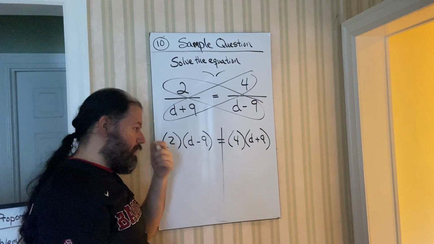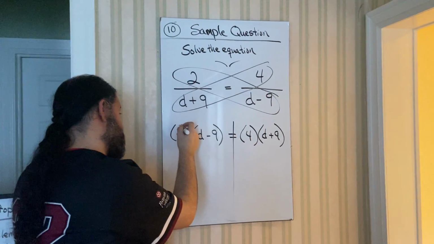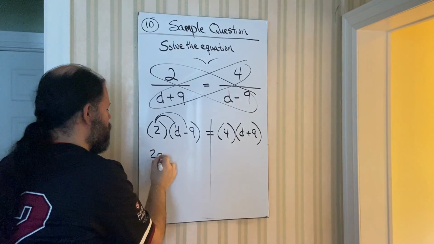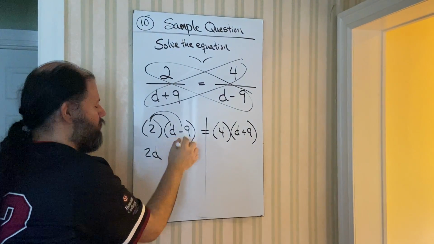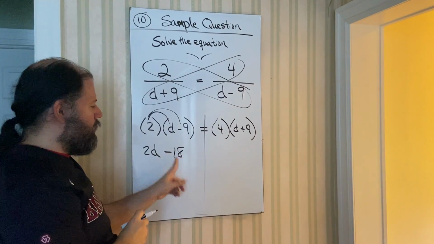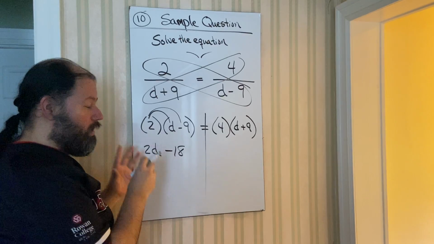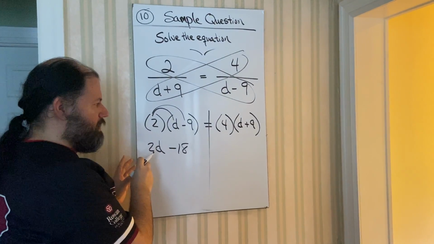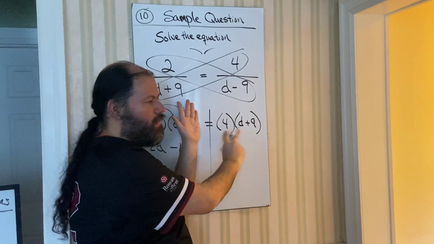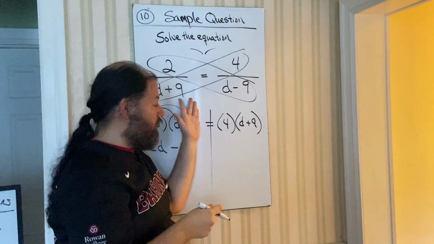Focus on just this left-hand side. Do we have parentheses? You bet. Distribute. 2 times d is 2d. 2 times negative 9 is negative 18. Coefficient, variable, constant, nothing like. Once you're done simplifying just the left-hand side, remember, cover it up, whatever you want to do. You can only focus on one side of the equation at a time when you simplify.